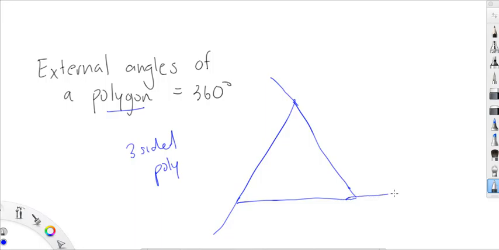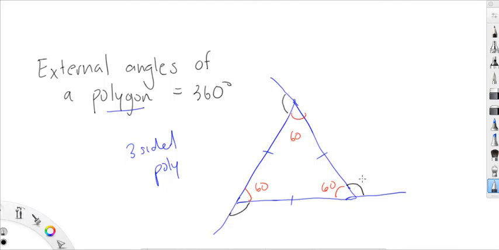So I'll just extend these out. Just imagine this is an equilateral. This is a nice example. We've got 60 degrees here, 60 degrees here, 60 degrees here. Because it's an equilateral triangle, the sides are the same lengths, and so are the angles. And now, if we were to find the external angles, here they are.